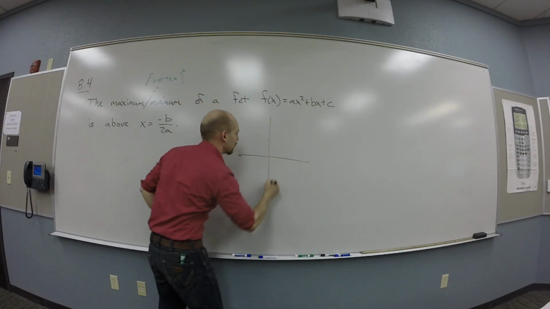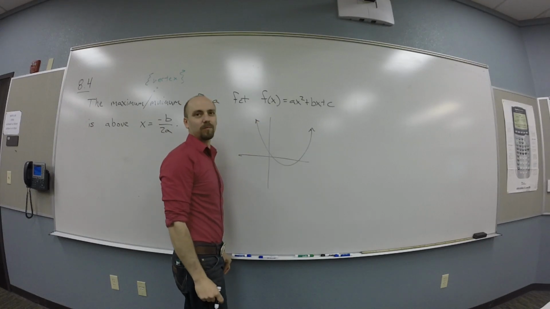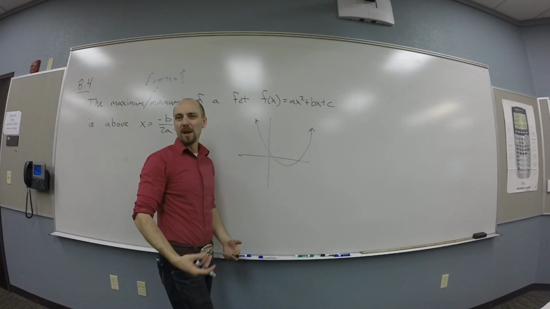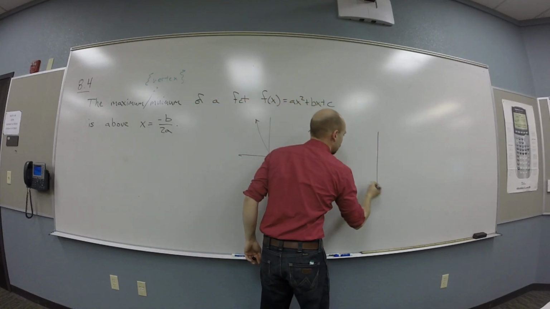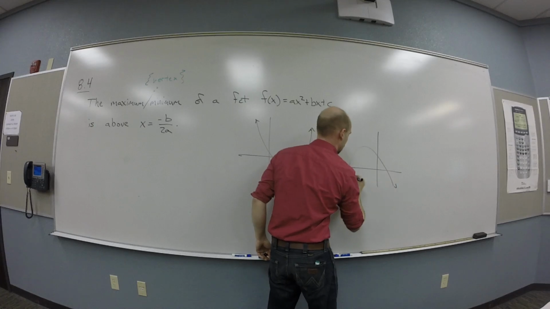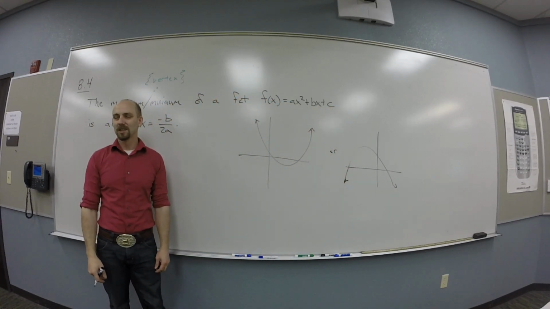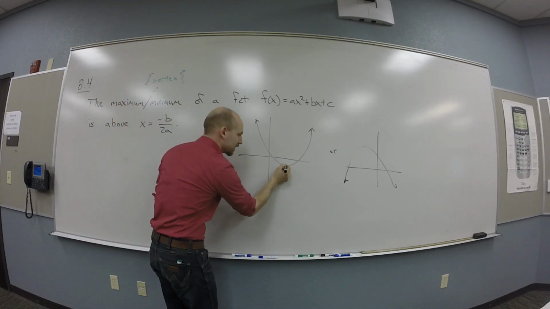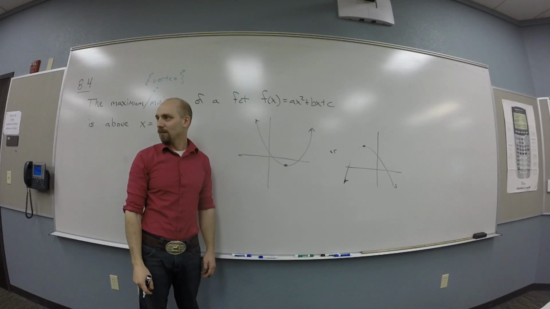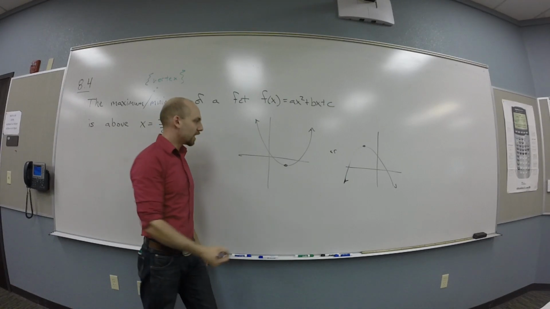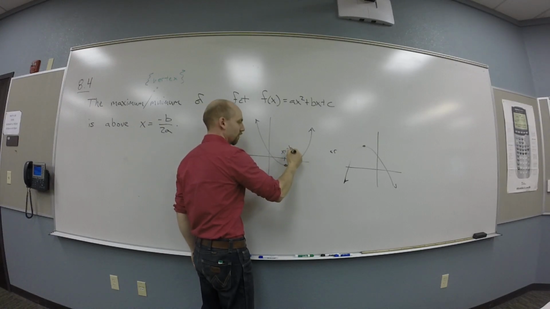So it looks something like this, right? Or I suppose maybe upside down, right? Does it really matter? No, it's still got a vertex. That vertex is this thing, right? You guys all see that? That kind of high point or low point. And that really sits here above x is negative b over 2a.